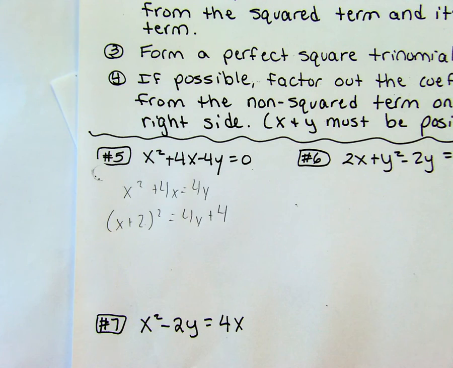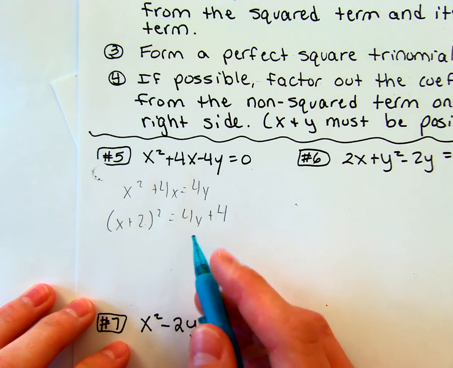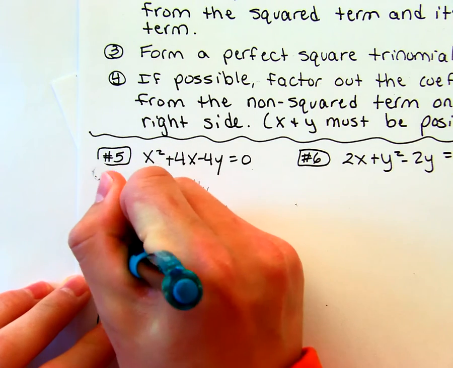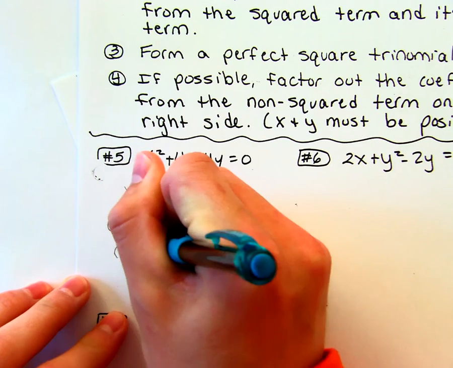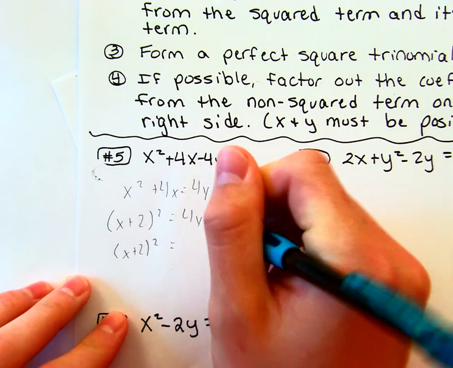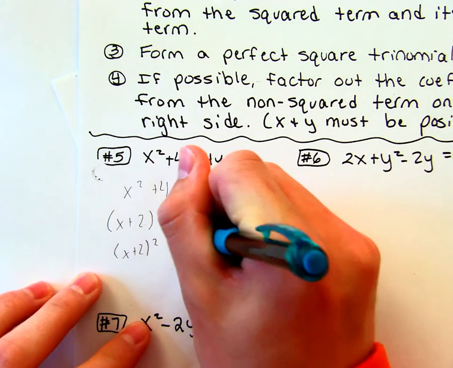You got to bring the y by itself because it wants to be lonely. So bring this term down. Factor out the 4. So you get 4 times y plus 1.